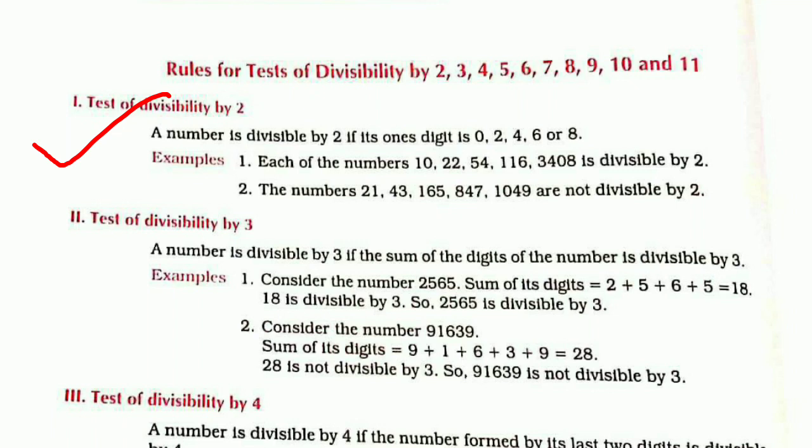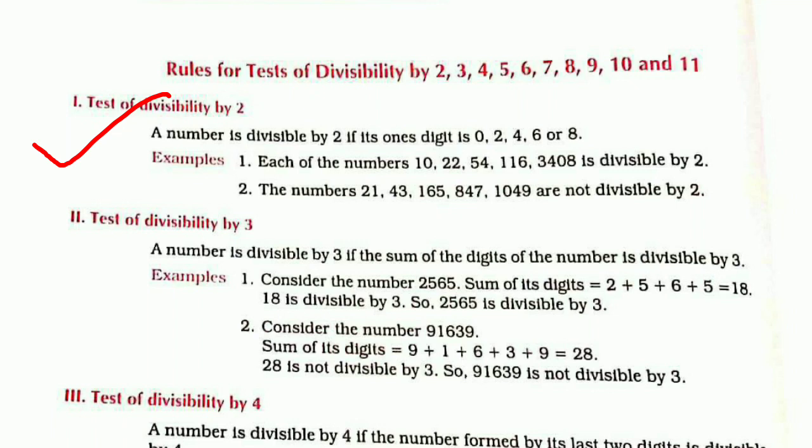For example, each of the numbers 10, 22, 54, 116, 3408 is divisible by 2 because their end places are 0, 2, 4, 6, 8.